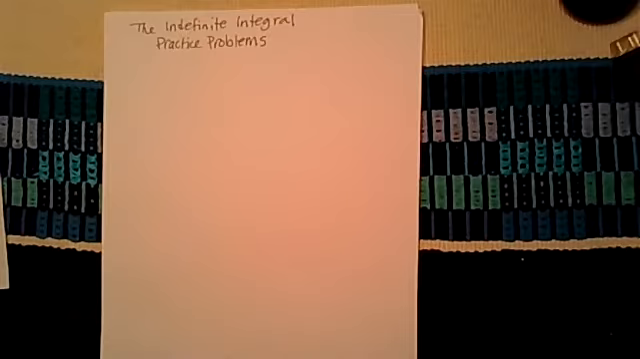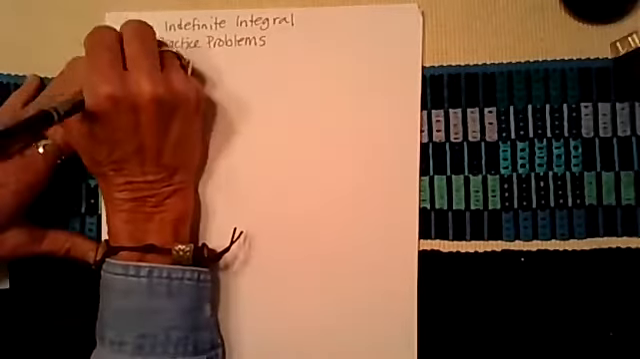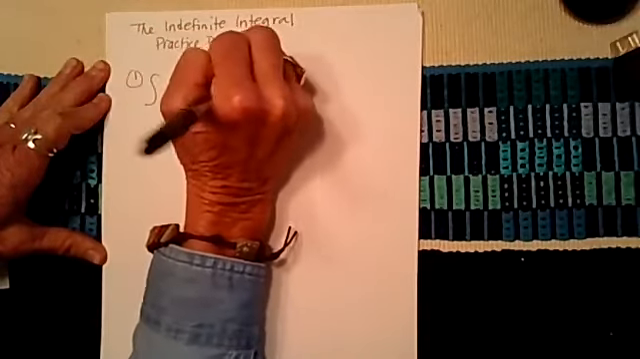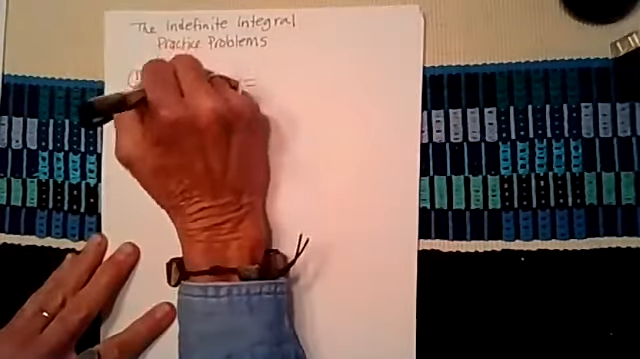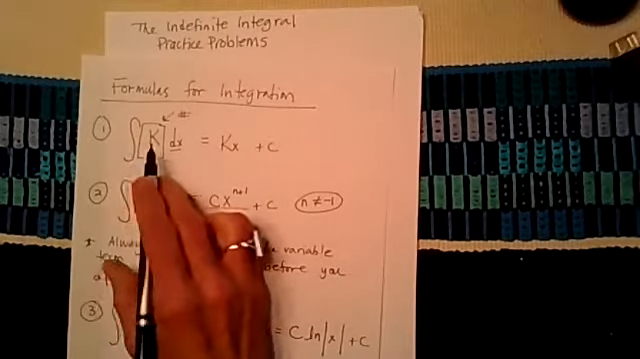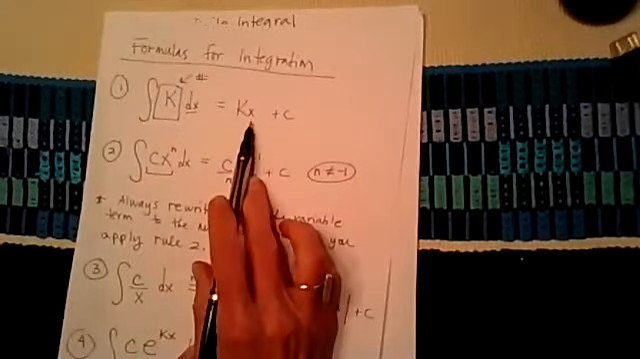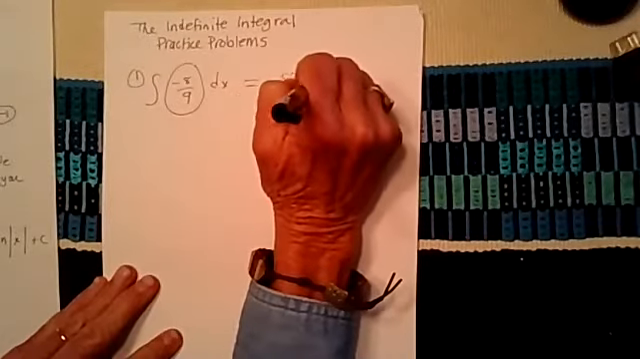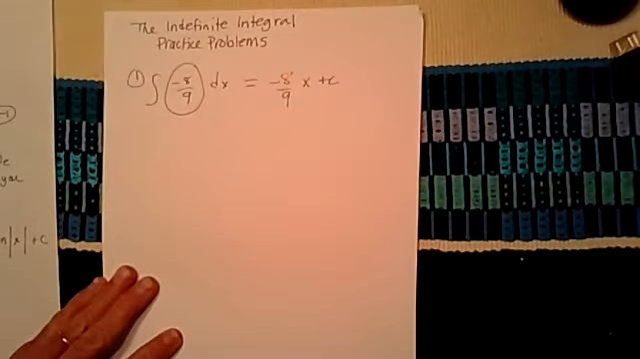All right, so I'm going to just start. I'm going to put the rules down. So number 1 is the integral of -8/9 dx. What rule do we use? -8/9 is just a constant. It's just a number. There's no x in it, so we just integrate it with respect to x. So that's -8/9 x, and we always have to put the plus c, okay? That was rule 1.